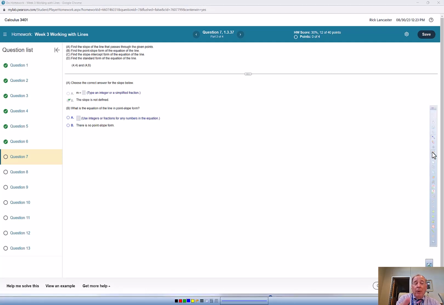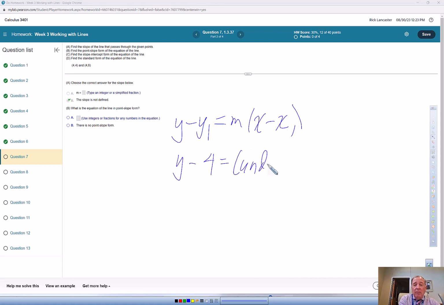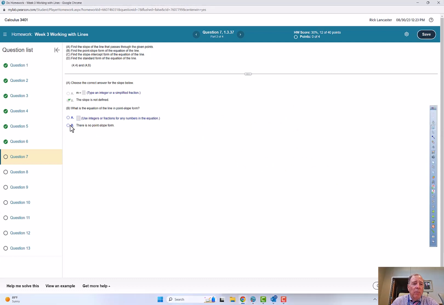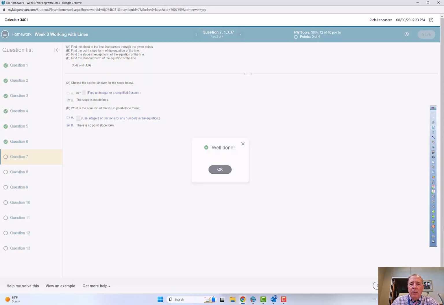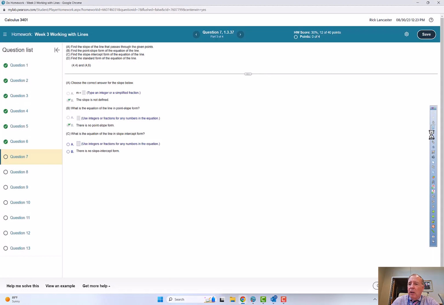What is the equation of the line in point slope form? So I'm going to write out the point slope form, and we'll see that it doesn't make sense. So y minus y1 equals m times x minus x1. So y minus 4 equals undefined times x minus 4. So there is no point slope form. So check that answer. Well done.